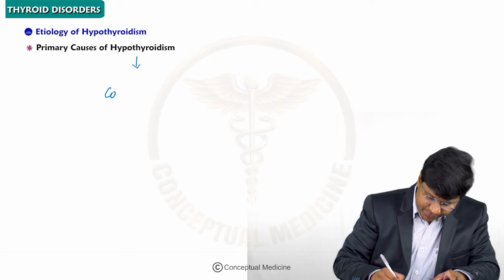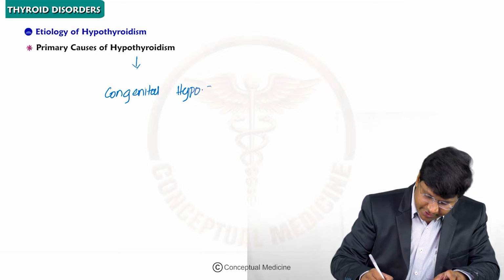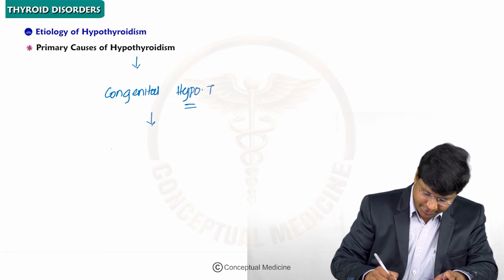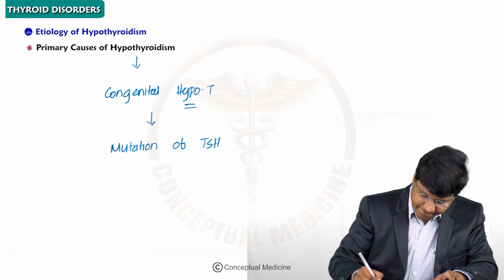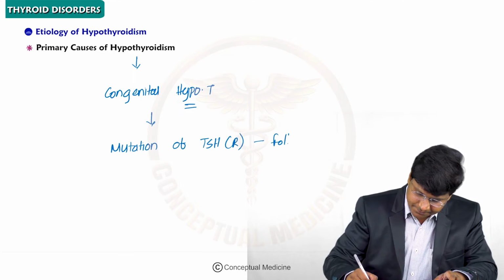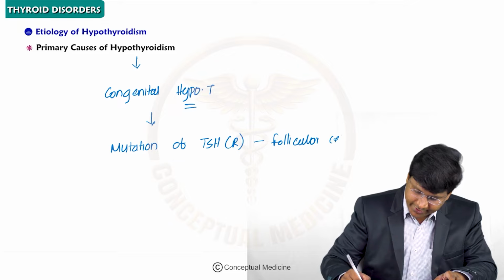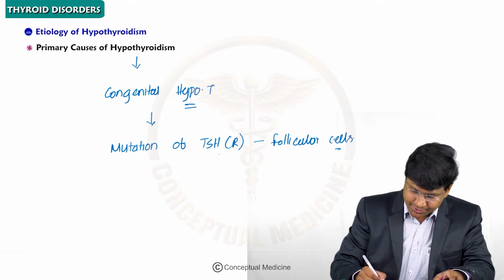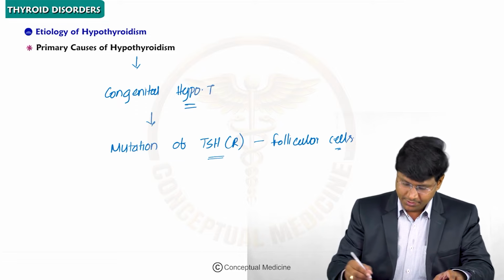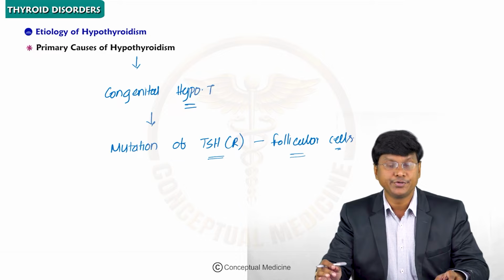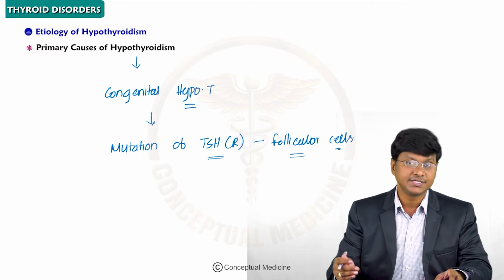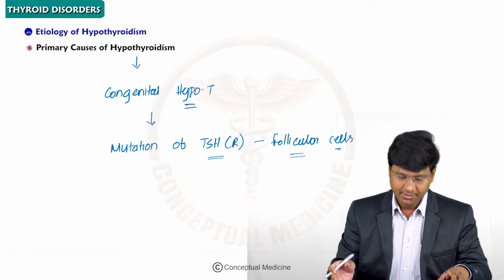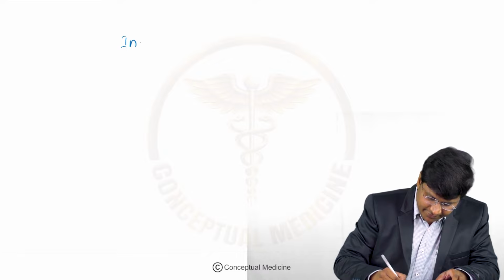That is congenital hypothyroidism. In congenital hypothyroidism, it is due to mutation of the TSH receptor on the follicular cells of the thyroid gland. So, due to mutation of the TSH receptors on the follicular cells, the TSH will not act on the TSH receptors.